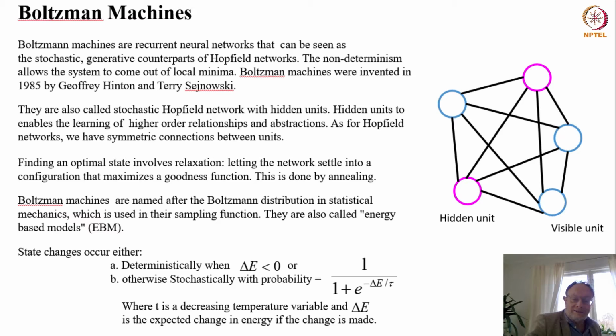And T is the so-called temperature of the model. And one important idea in annealing, we'll come to that, is that you start with a high temperature and decrease the temperature during the process, which of course then would affect the probability for making state moves.